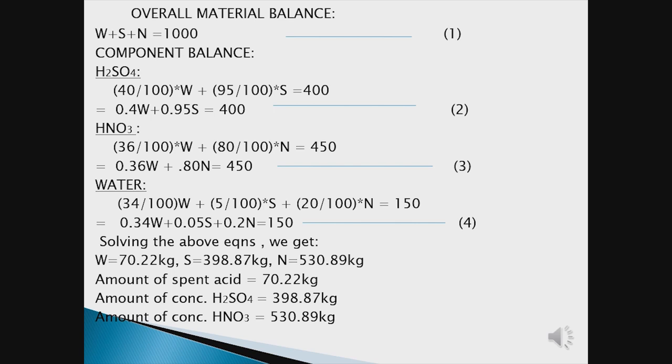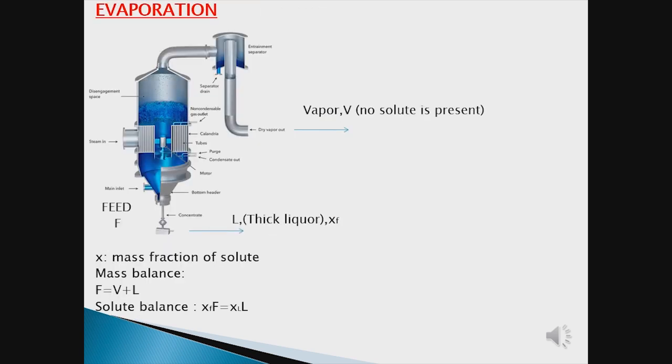And solving the above 4 equations, we will get the answer as W is equal to 70.22 kilogram, S is equal to 398.87 kilogram, and N is equal to 530.89 kilogram. That is, the amount of waste acid is equal to 70.22 kilogram, the amount of sulfuric acid, H2SO4, is equal to 398.87 kilogram, and the amount of HNO3, the nitric acid, is equal to 530.89 kilogram. Those are to be found in this question, and we have finished the mixing. Now let's move on to the next unit operation.